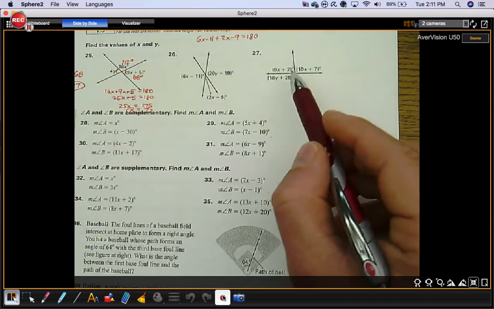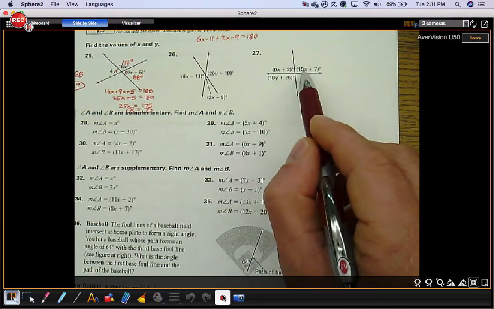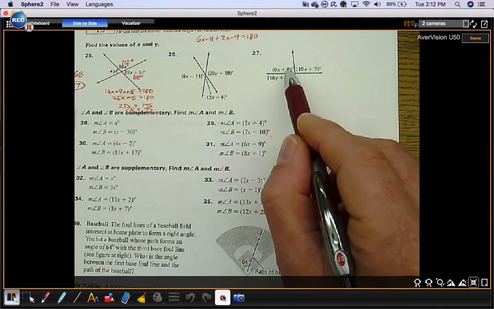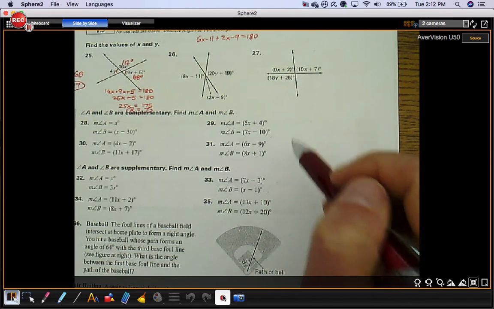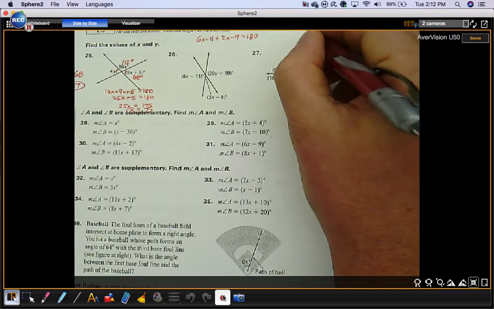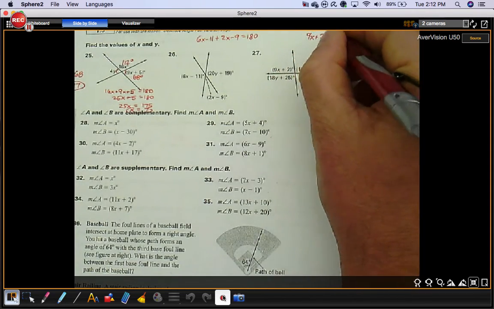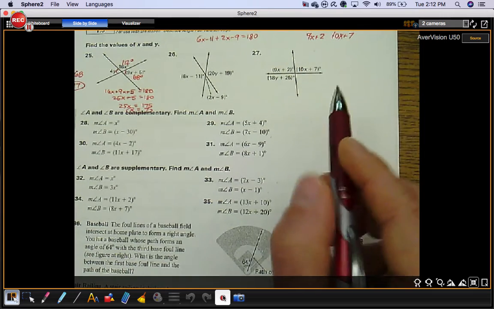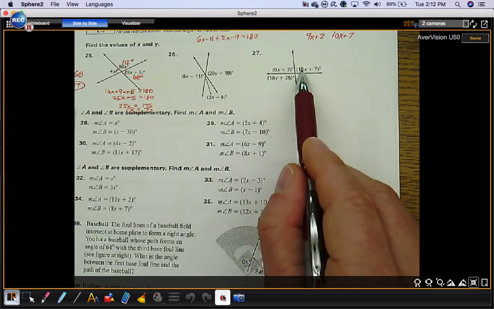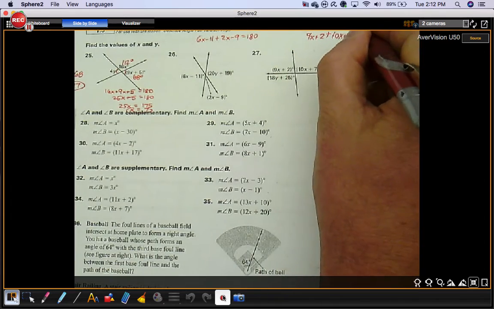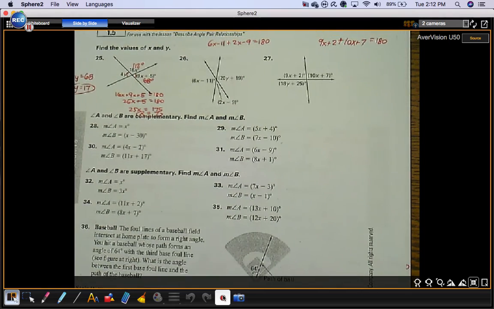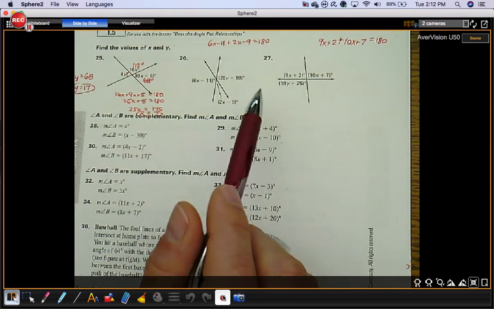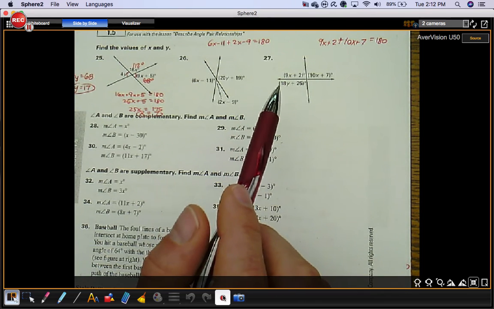27. Here are two angles that are a linear pair. Here's two angles that are also a linear pair. And then here's two angles that are vertical. Find the two that have the same variable. 9x plus 2, 10x plus 7. That's a linear pair. Together, they add up to 180. Okay, so maybe you can take some time and solve that on your own. I'll have the answer here for the next video.